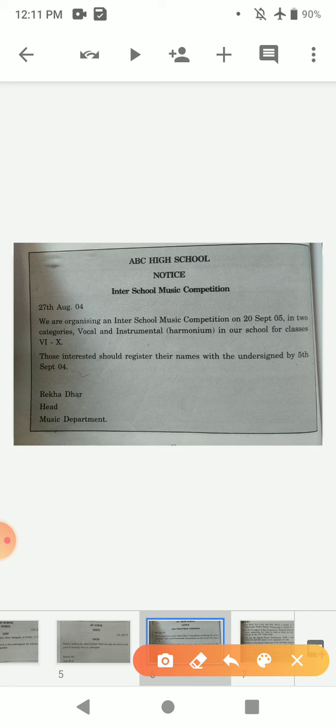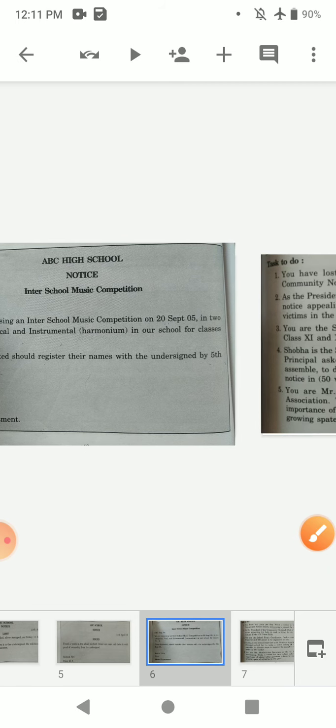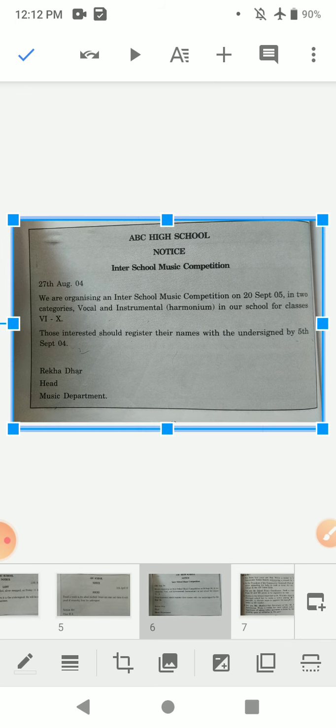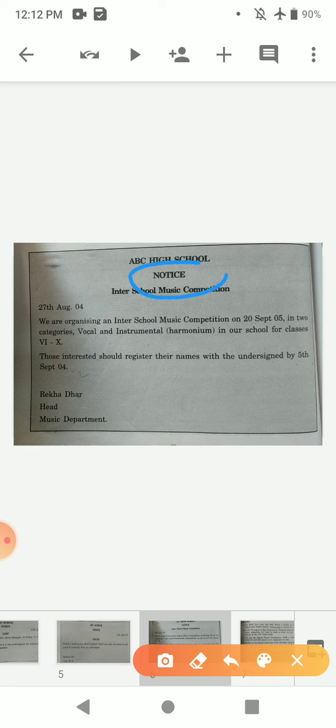ABC High School is an issuing authority, so this is written in bold letters, and then this notice is written here after that. Then inter-school music competition, this is the title or the heading of the notice, and then date is mentioned here. You can write either here or here, and then we are organizing an inter-school music competition.